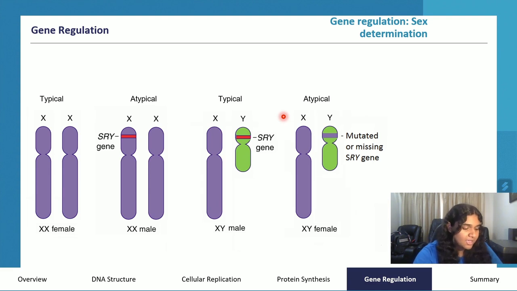So in terms of what the SRY gene is actually doing, it encodes a protein called the SRY protein, which is a regulatory protein. It acts as a transcription factor, which causes the upregulation of other transcription factors. One important transcription factor that it upregulates is SOX9.